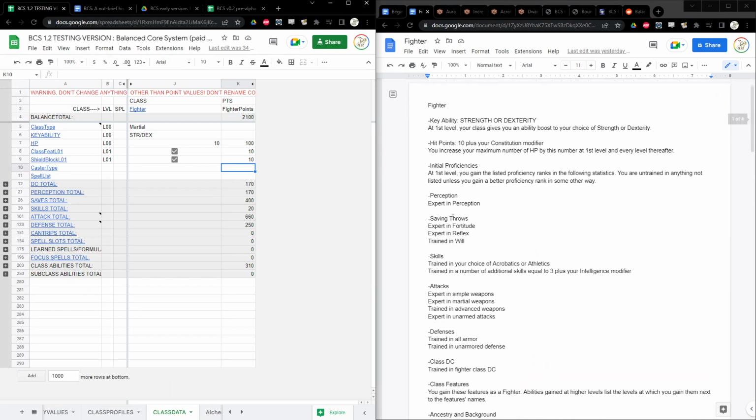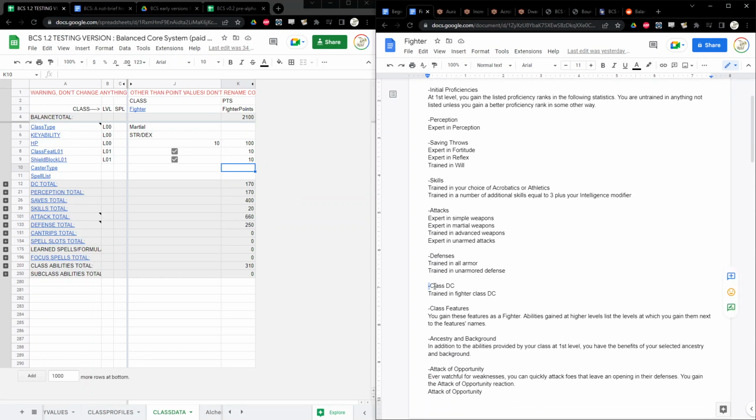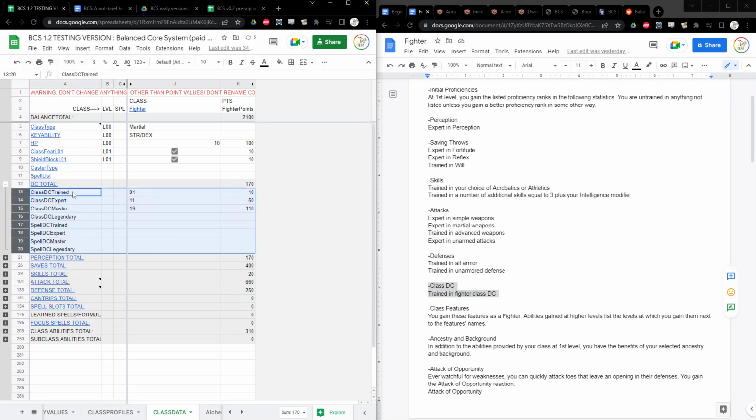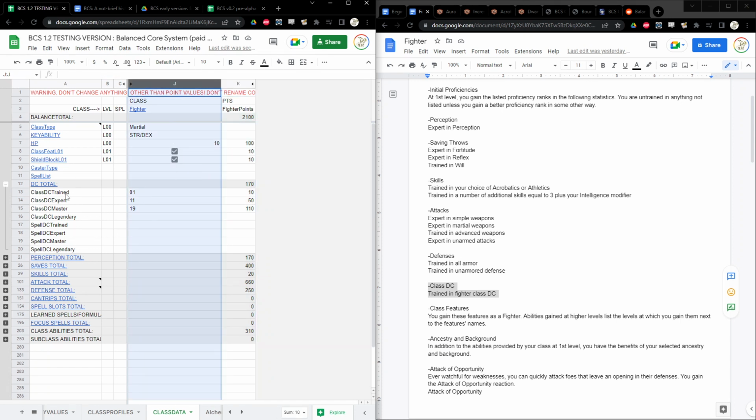So moving on, we'll look at the DCs here. This is a class DC, or if this was a caster, they would have a spell DC instead. Just to help you understand how to read this, these are all of the points, and these are the class features. For the proficiencies especially, I have trained, and then the level where the class gets it. So at level 1, it gets trained DC. Level 11, it gets expert DC. Level 19 is when it finally gets master DC.